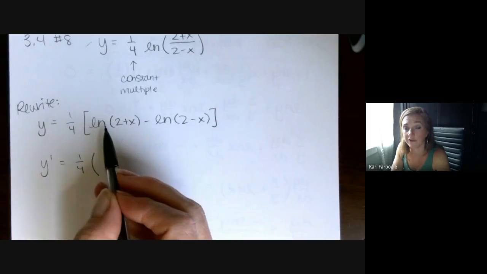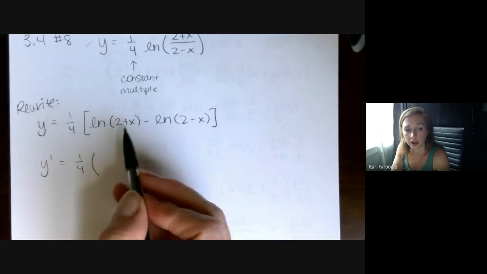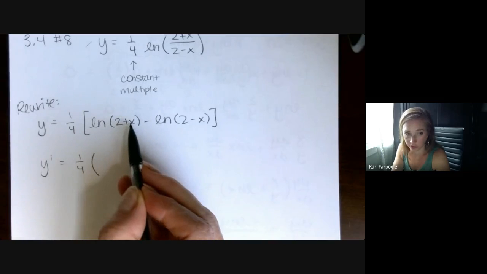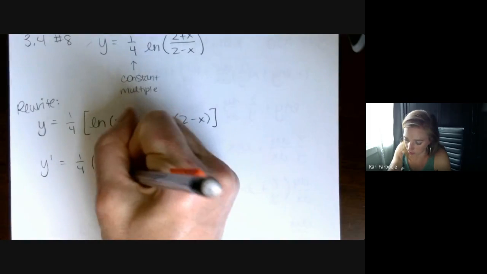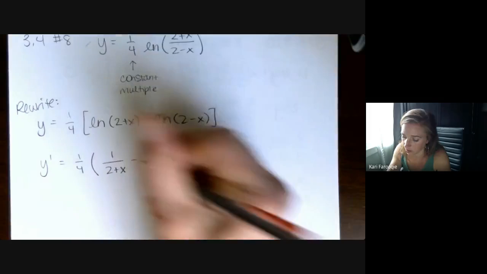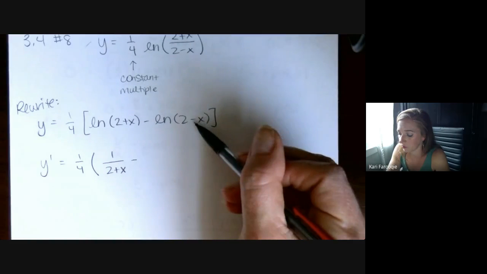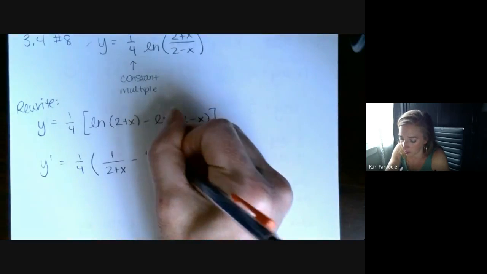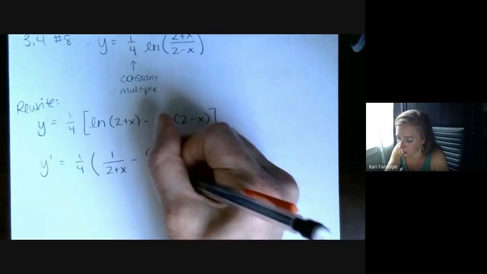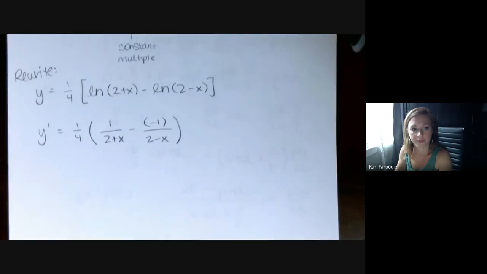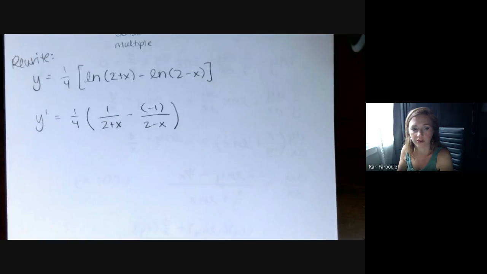Remember, the derivative of the natural log of u is u prime over u. So u prime in this case is the derivative of 2 plus x, which is 1, over 2 plus x, minus, and then the derivative of 2 minus x is -1, divided by 2 minus x. And now this is just a matter of simplifying your expression. So I'm going to work on simplifying this a little bit.